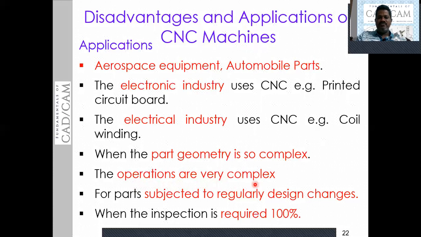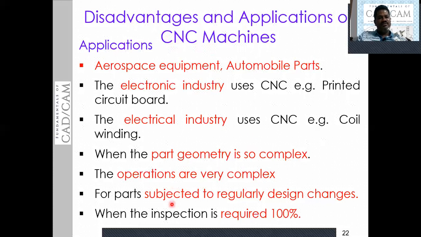The operations are very complex, geometry is complex, and operations are also complex. In that case, we need to choose the CNC machines. For parts subjected to regular design changes, CNC machines are also used, where the components are subjected to design changes frequently. If any product design changes frequently, in that case, definitely we have to use these CNC machines.